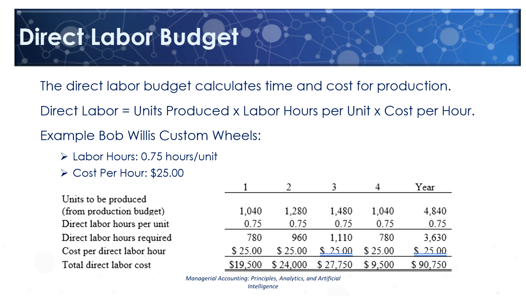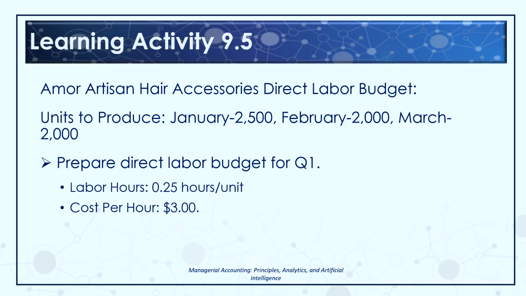Now we move into the direct labor budget. The direct labor budget estimates the labor hours and labor costs needed for production. The formula is units to produce times labor hours per unit times cost per hour, which equals the direct labor cost. This budget helps managers plan staffing needs and labor cost expectations.